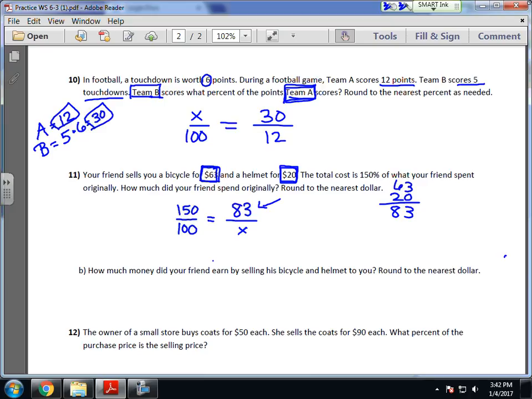All right, 11B says, how much money did your friend earn by selling his bicycle and helmet to you? Round to the nearest dollar. Okay, well here, we know how much your friend spent on the helmet and the bicycle. It was $83, or sold it to you for $83. Then we have to subtract your answer for what you got up there. So take a look at this one. You need to use the $83 and you need to subtract your answer from 11A to help you get your final answer.